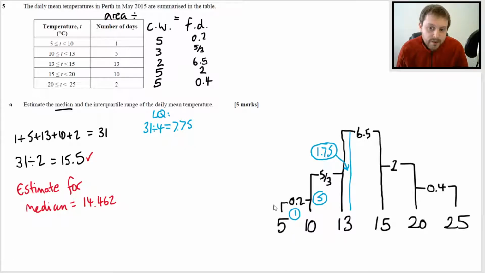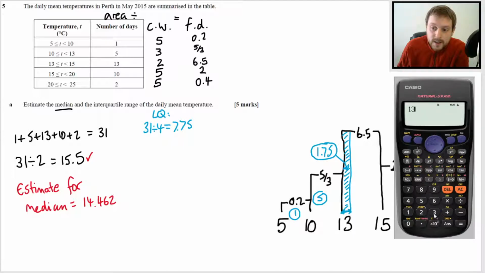Right, so if I add these up from the left, I get the 7.75 that I want. And I'm talking about this area here. It has to be 1.75, and then the question is how wide is this? And again, I'll be adding it to 13. So let me bring the calculator up. 13 add, and then the area was 1.75, the height was 6.5. So if I do the area divided by the height, I'll get the width. And I'm adding that onto 13 to see that the lower quartile is 13.2692.